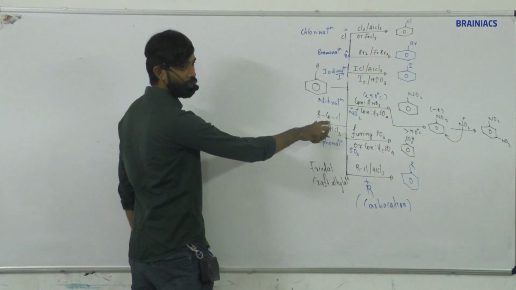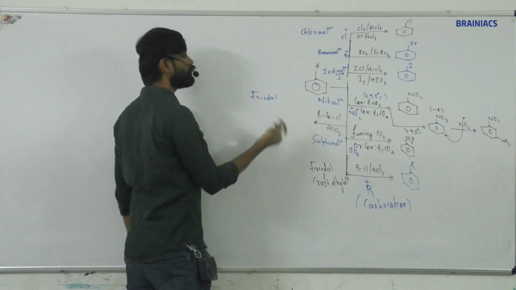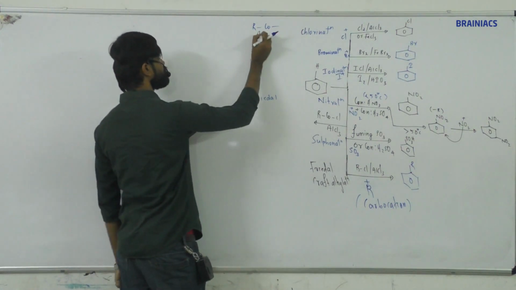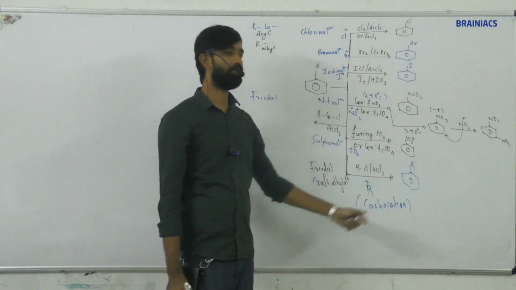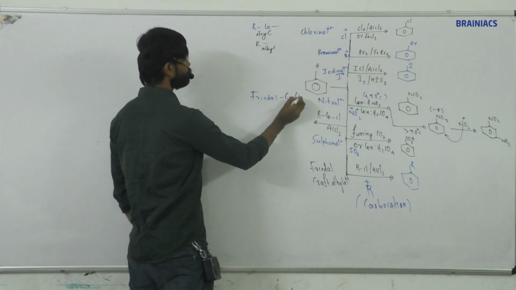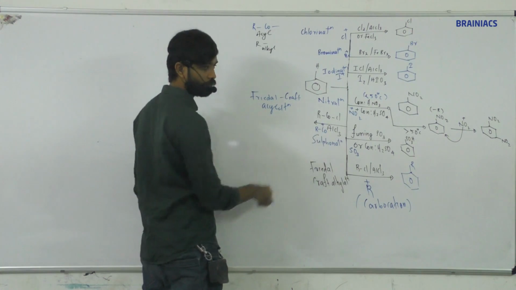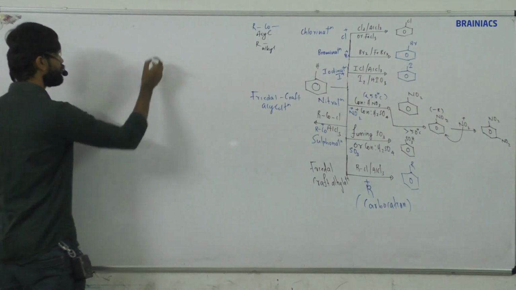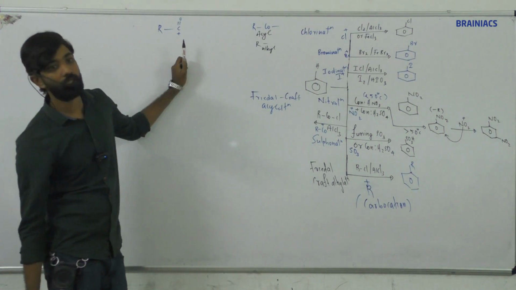This one is RCOCl in AlCl3, and this reaction is known as acylation. R is alkyl, RCO is acyl. The RCO group is known as acyl. If you are inserting an R group, it is alkylation; an RCO group, acylation. So this is Friedel-Crafts acylation, where the electrophile is RCO plus, but the positive charge is on carbon, not on oxygen.